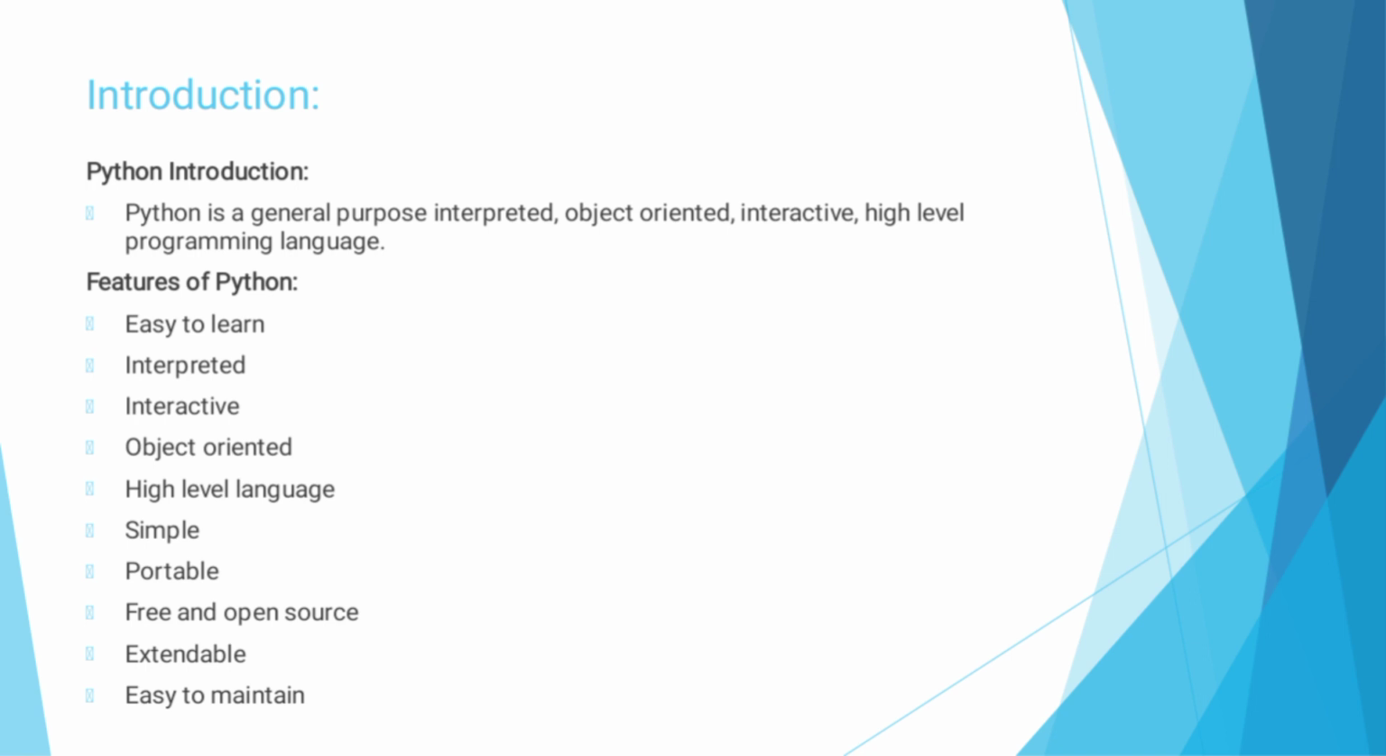Next is high level language. When writing a program, there is no need to bother about low level details such as managing memory. Simple: it is a simple language. Reading a Python program feels like reading English. Portable: Python can run on a variety of platforms. Free and open source: we can freely distribute copies of Python software. Extendable: we can easily add low-level modules to the Python interpreter. Easy to maintain: Python source code is easy to maintain.